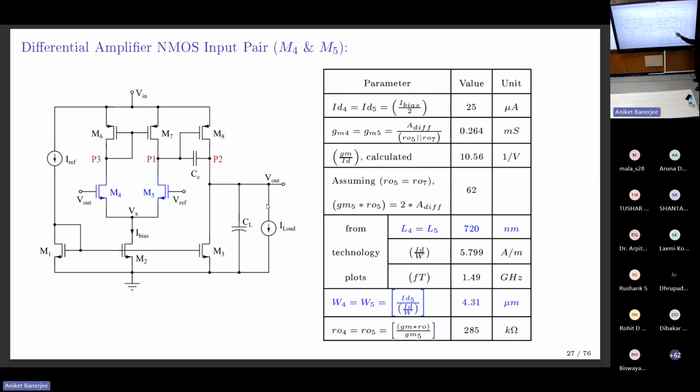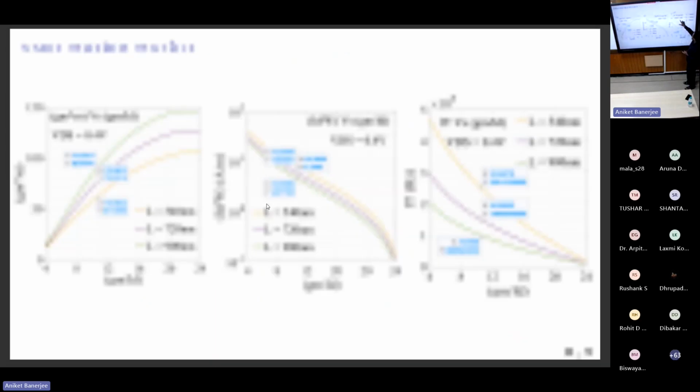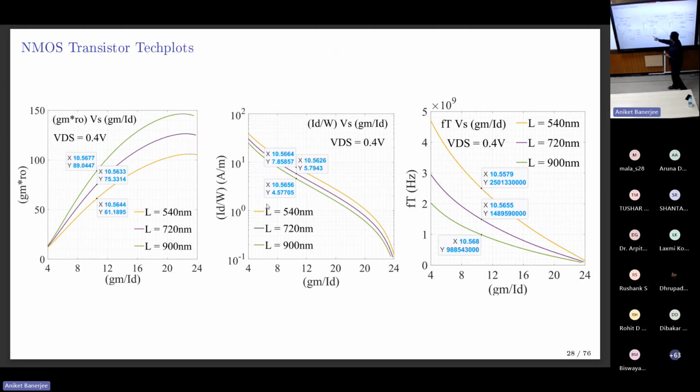So what is it then for the MOSFETs M4, M5? For the given specification of wideband PSRR and this bias current, I brought it down to the GM5 RO5 specification number. So this is the back calculation done. Given that GM5 RO5 number, from the tech plot I know L4, L5 is to be 720 nanometers. So the length of the transistor is fixed, and GM by ID is fixed.